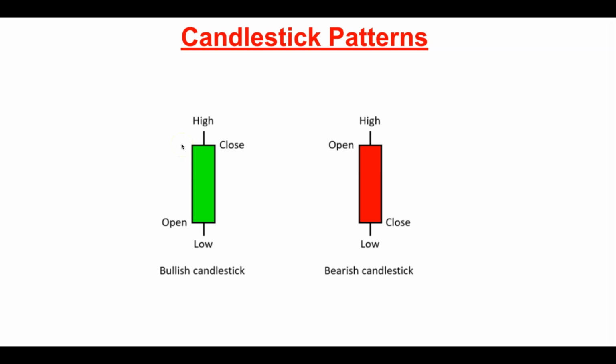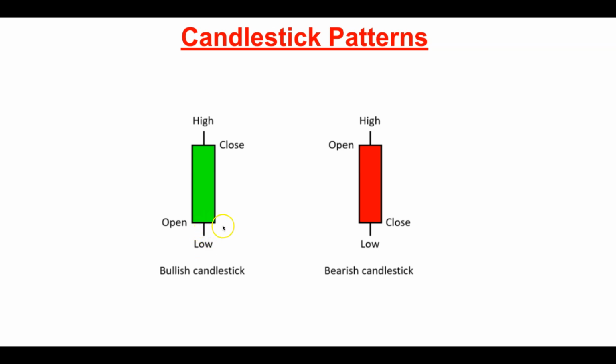Hi guys, it's Karen. In this video, I'm going to talk more about candlestick patterns, and in particular Japanese candlestick patterns first of all. So in this left example here, this is an example of a bullish candlestick, where the open is around here, and the close is here. And because the candle has closed higher than when it opened, the candle is actually green.